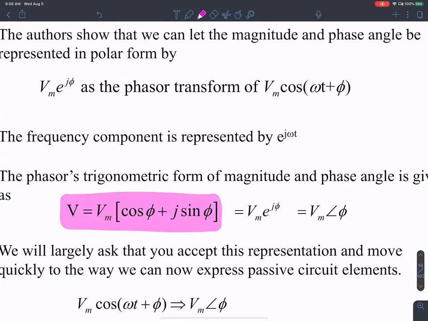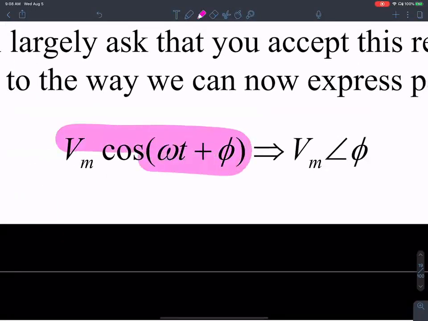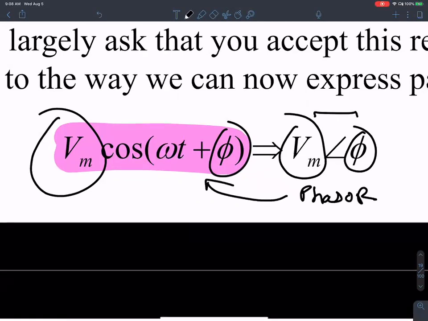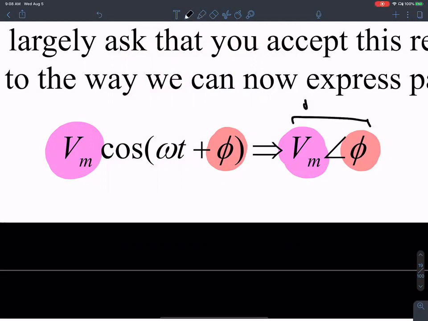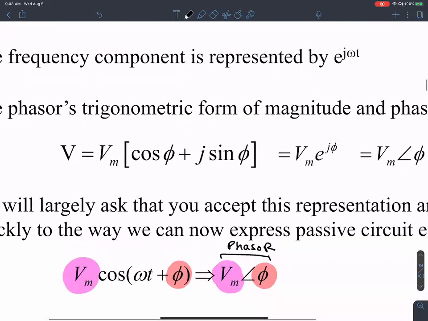Now, let me show you the most important part. Let's say we have a cosine wave that looks like this, a sinusoid. Then Vm and the phase angle, these two together represent the phasor of the sinusoid wave here. So if you have a sinusoid shown in the time domain, then you can simply grab its maximum value and also its phase angle and call this representation the phasor. Does that make sense?